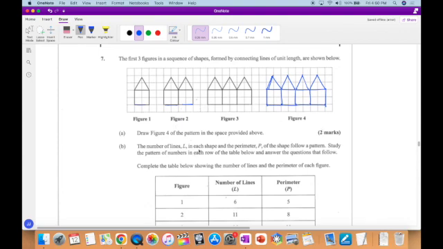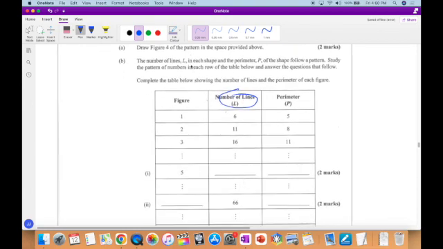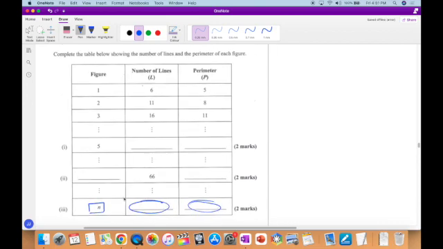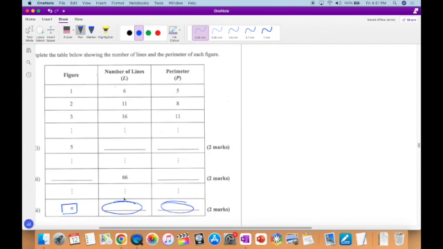The number of lines L, see there. And we all know the story. In each shape, the number of lines L and the perimeter P of the shape follow a pattern. Alright, so we can see that they do follow a pattern. And study the patterns, of course, and we need to find the sequence. And of course, as I always say with these questions here, it's best to find these guys first. That is the equation for the n. That's what you have to do, and then you could fill out everything from there.